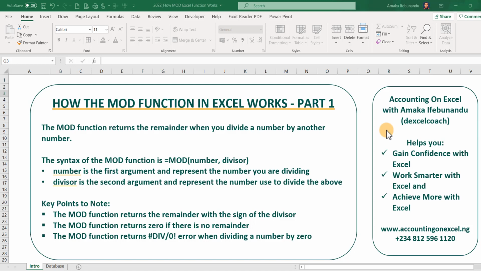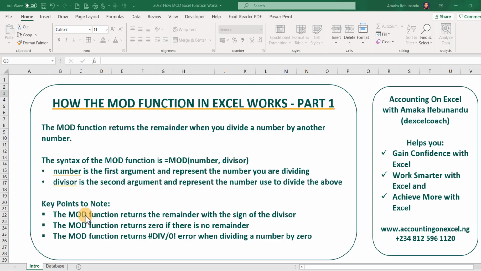In this video, I'll be showing you how the MOD function works in Excel, and we'll be looking at part one of it. Subsequently, we'll be looking at other parts of how the MOD function works. The MOD function is a math function that returns the remainder when you divide a number by another number. The syntax of the MOD function has two arguments, which are the number and the divisor.